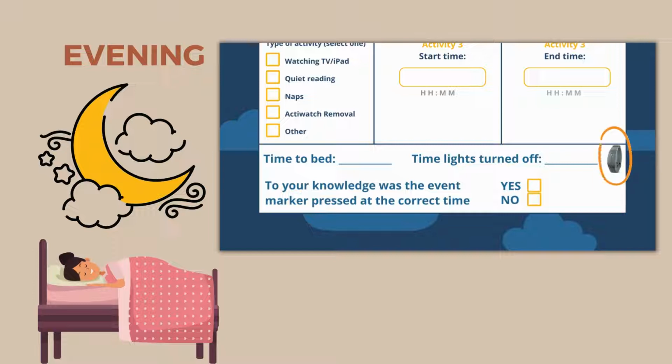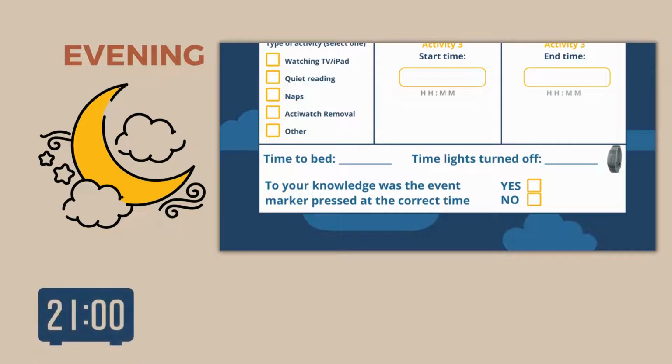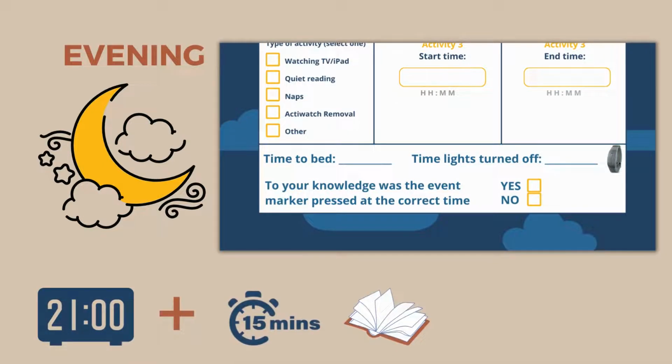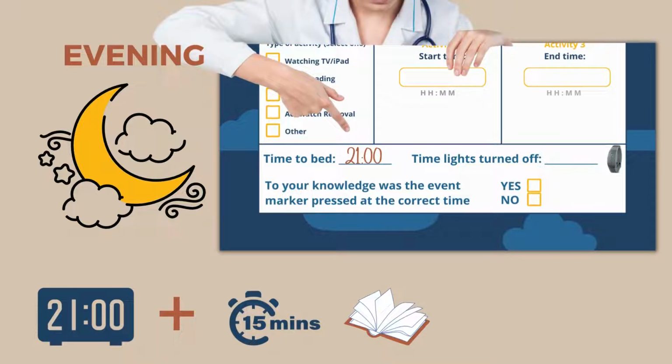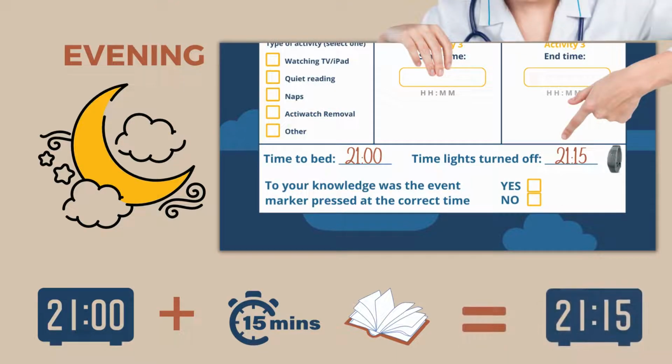For example, if your child goes to bed at 9 p.m. and reads for 15 minutes before you turn the lights off, time to bed would be 9 p.m. Time lights turned off would be 9:15 p.m. and the event marker would need to be pressed at 9:15 p.m.